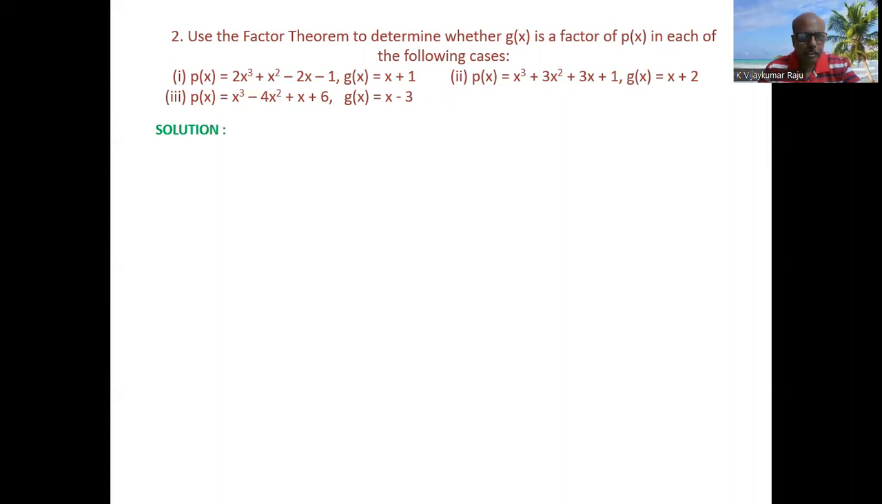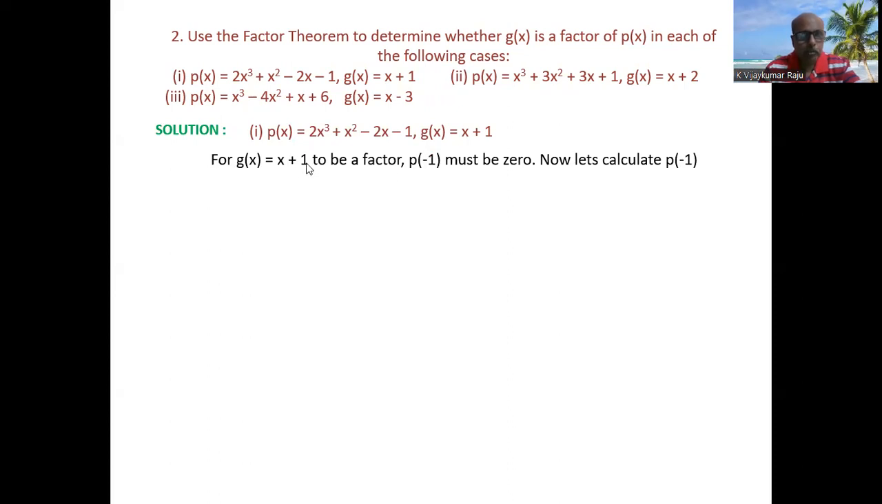So first one, p of x is 2x cubed plus x squared minus 2x minus 1, and g of x is x plus 1. Let's take g of x, x plus 1, to be a factor. We have x equal to minus 1, so p of minus 1 must be 0. So let's calculate p of minus 1.